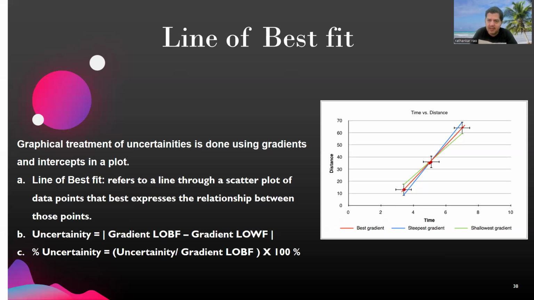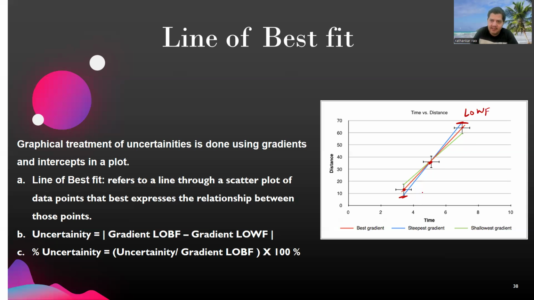Now before that, how do you arrive at this best gradient? What you do is take the minimum of one of the uncertainties, and this is the least one, and take the maximum of this one. See, this is the max of this uncertainty, and this is the minimum of this. Draw a line over here. This line tells you it is a line of worst fit. This is your line of best fit. This is your line of worst fit. LOWF, I write it.